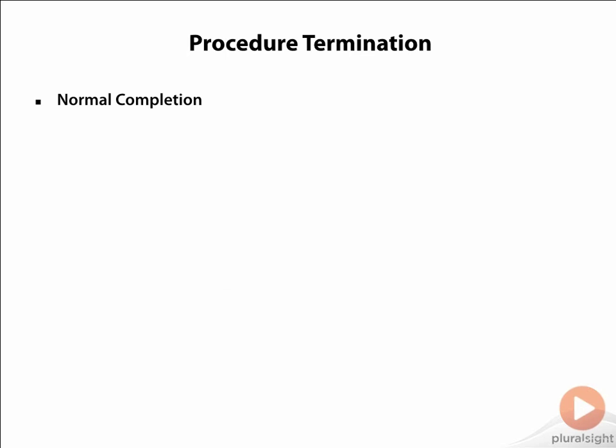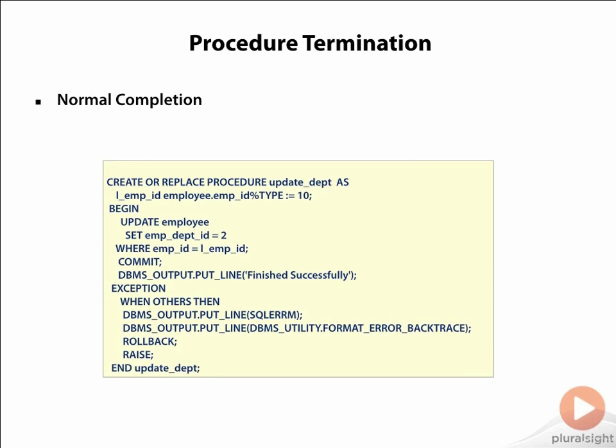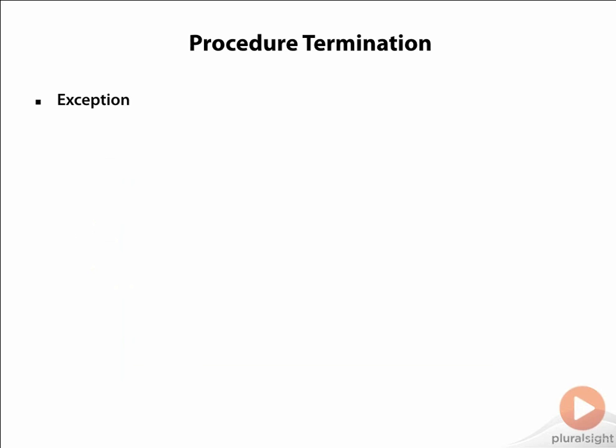A procedure which does not encounter any errors does its job and terminates gracefully. So here is the same procedure we looked at earlier. If everything goes fine, then it will execute the procedure until the last line where it prints finished successfully, and completes the execution and returns back to the calling client.